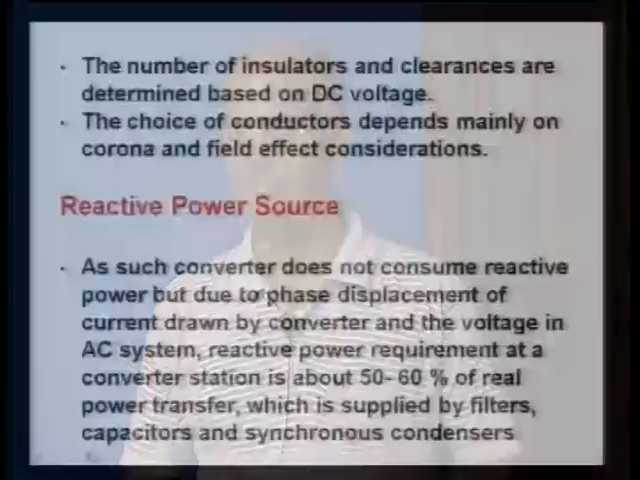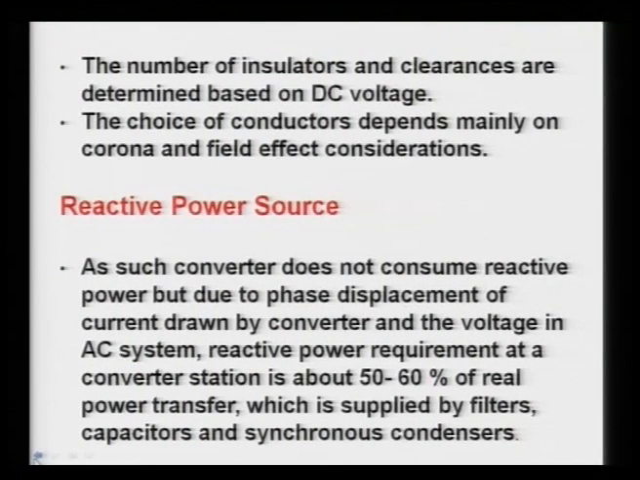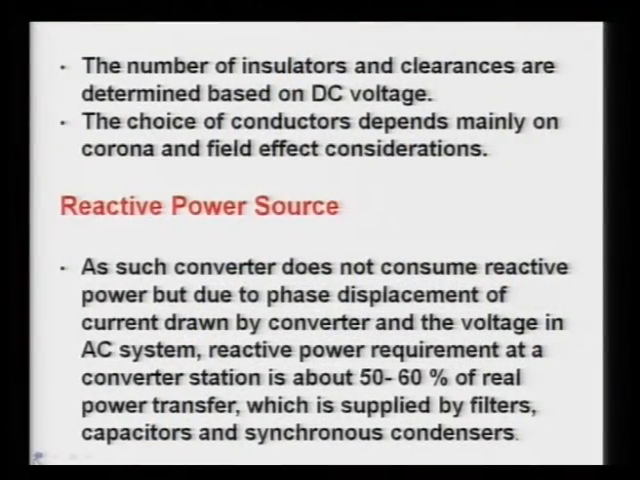Another component is your reactive power source. The reactive power source is required in an HVDC link, basically at the terminal stations. As we know, the converter does not generate reactive power, but due to the phase displacement between the current drawn by the converter and the voltage in the AC system, there will be a reactive power requirement. It is normally 50% to 60% of the real power transferred over the transmission line, and it is normally provided by filters, capacitors, and synchronous condensers.